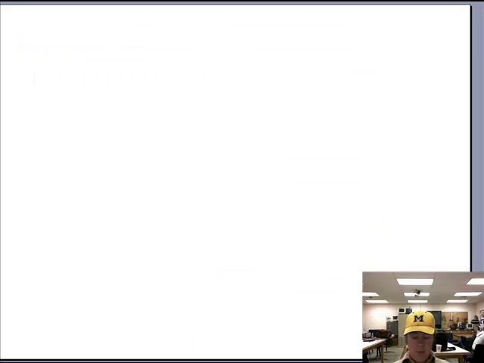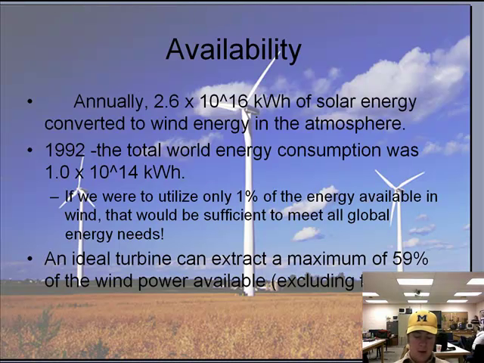Solar energy creates current through heating the air, which makes the air move. If 1% of this energy is harnessed by turbines, it would be enough to suffice the world's power needs.